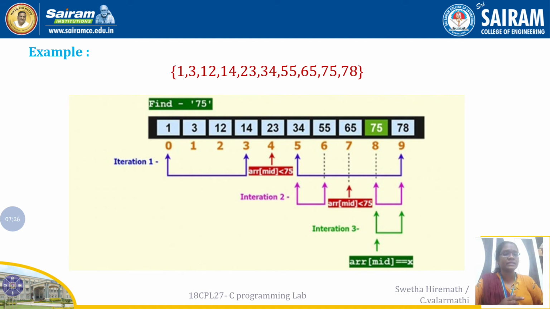Again in the third iteration, we need to reinitialize everything. Still the high value will not be changed, because we are traveling the right side. We need to reinitialize the low value, so low will be mid plus 1. Now low is equal to 8. Mid value is also 8. So we check the value of A of 8. A of 8 is 75. My searching key is also 75. Both are matching. Now we know that 75 is present at the location A of 8.